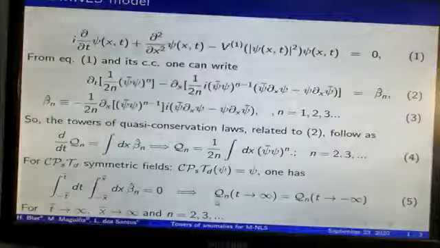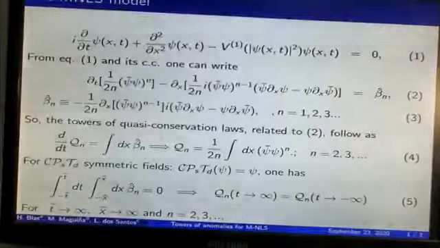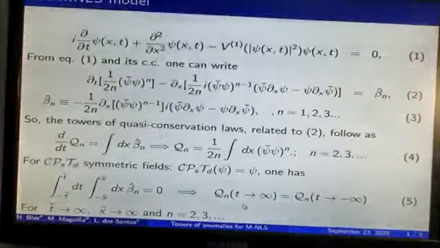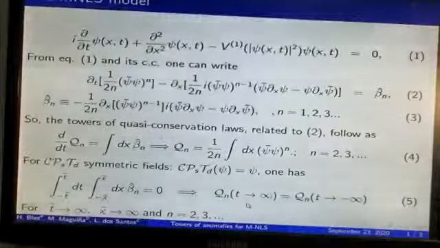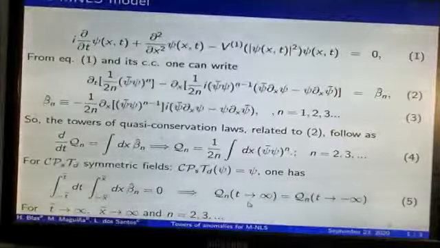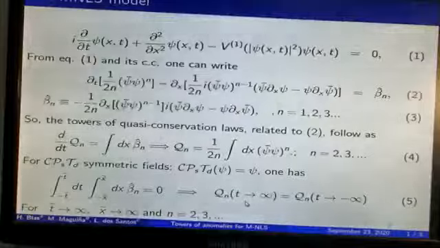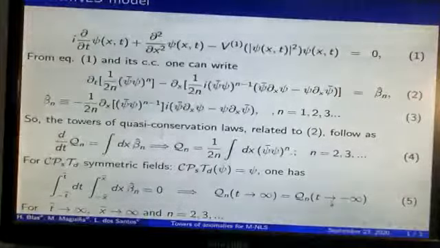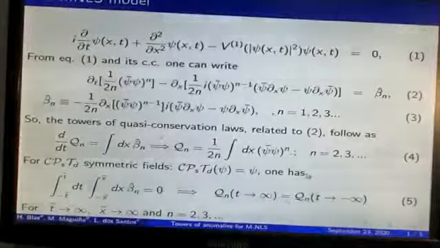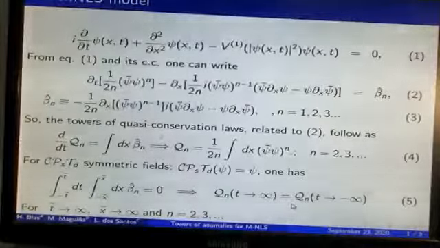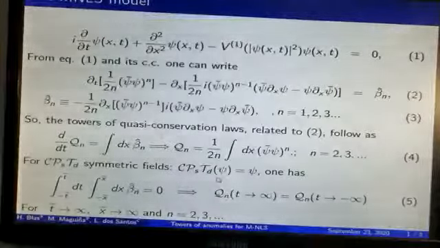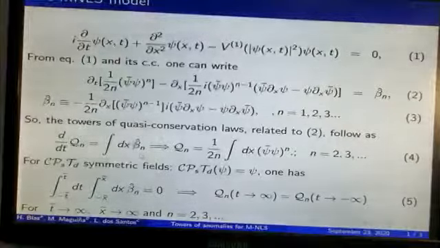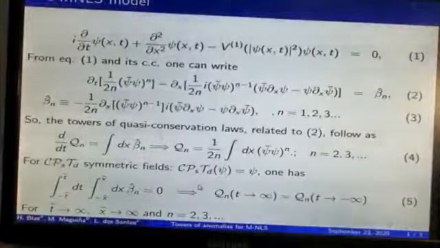So one can define from this relationship the quasi-conserved charge, or asymptotically conserved charge, such that its value remains the same at far future and in the remote past. In the next slide we will present the numerical simulation of this anomaly for two-soliton collision.